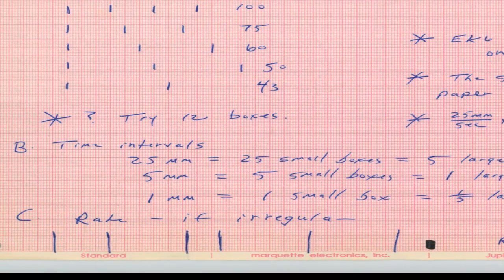The time intervals, as a review: 25 millimeters equals 25 small boxes. That's 5 large boxes, and that's 1 second. Then 5 millimeters, left to right, is 5 small boxes. Every millimeter is a small box. That's 1 large box, or the thick lines, and that's 0.20 seconds, 200 milliseconds. And 1 millimeter, which is 1 small box, a fifth of a large box, is 0.04 seconds, or 40 milliseconds. This comes back to some of that material we already looked at. It's a summary of that.